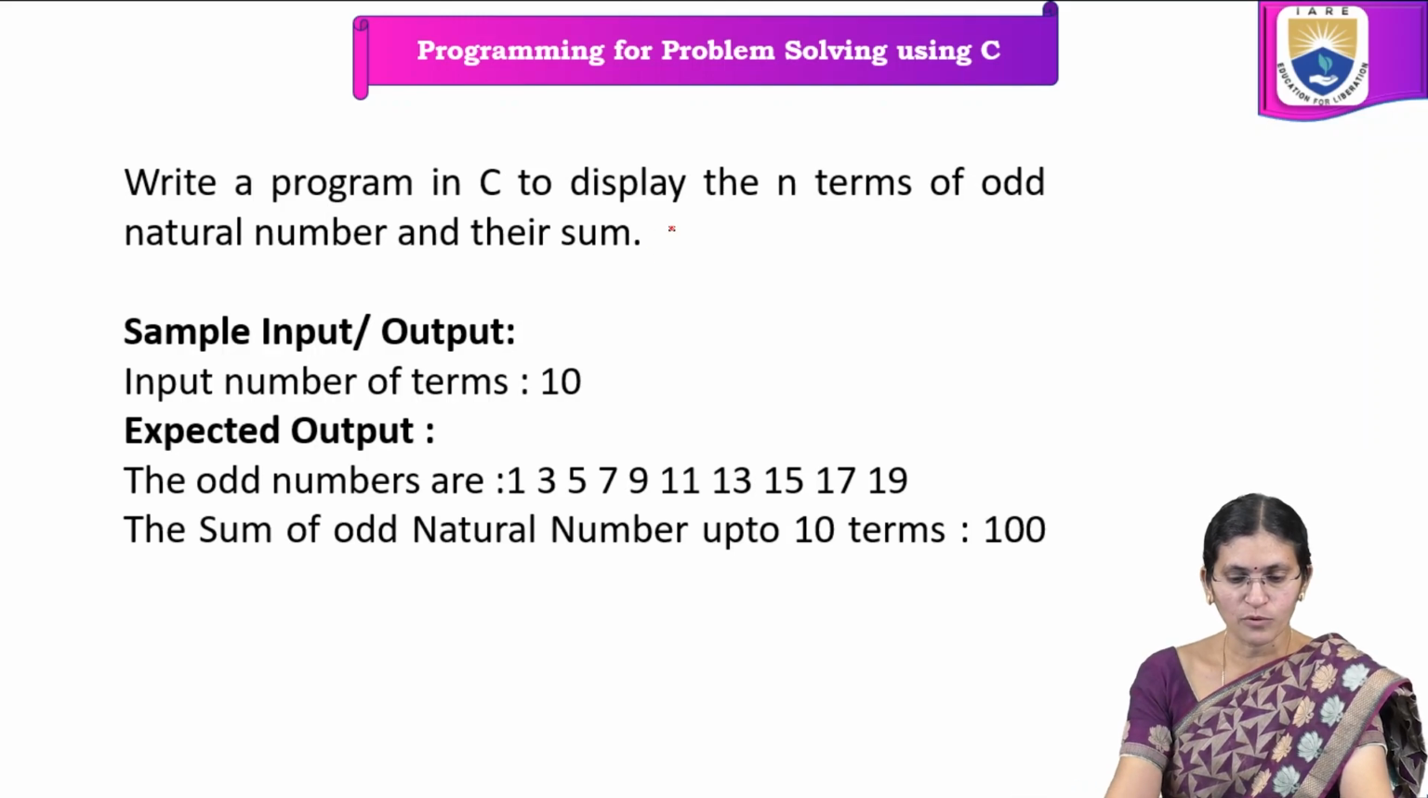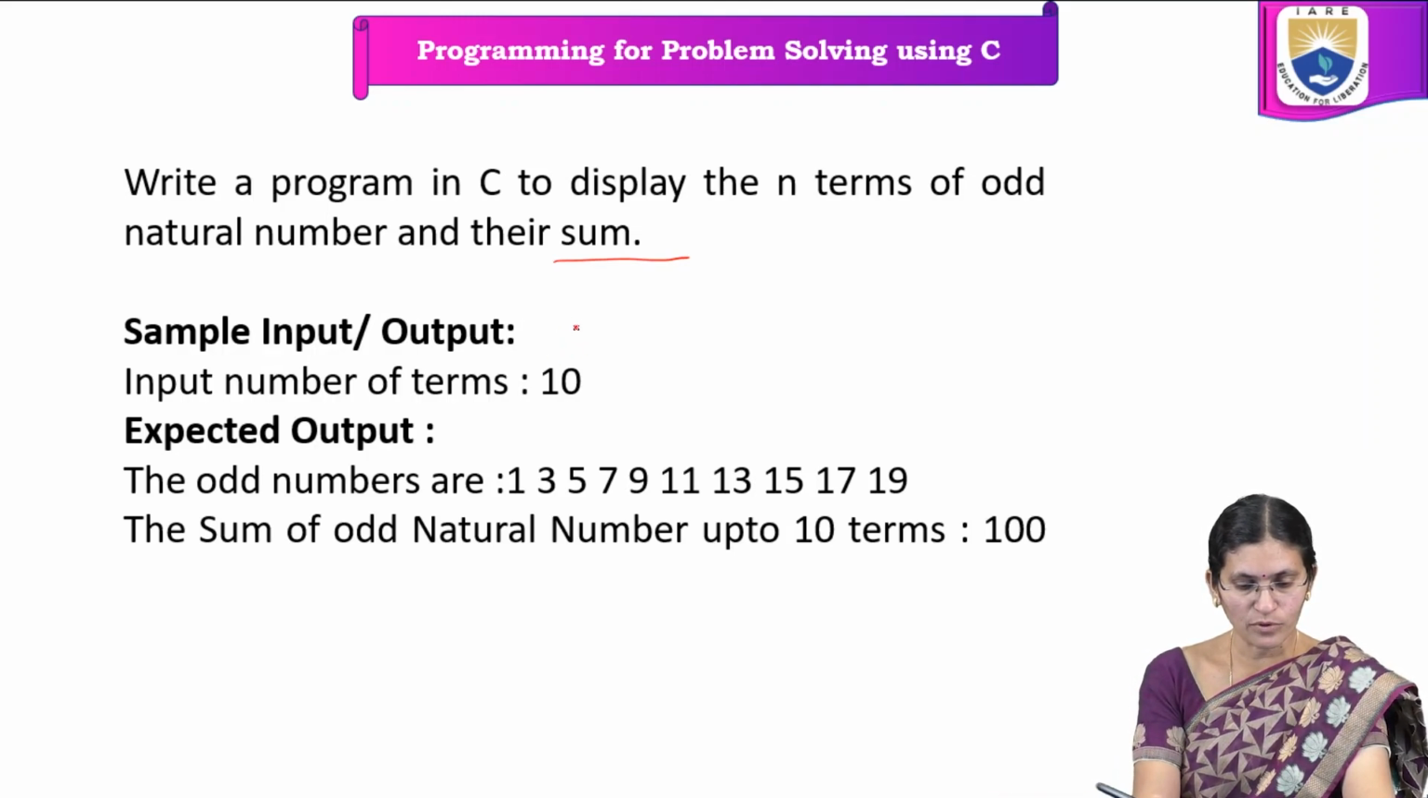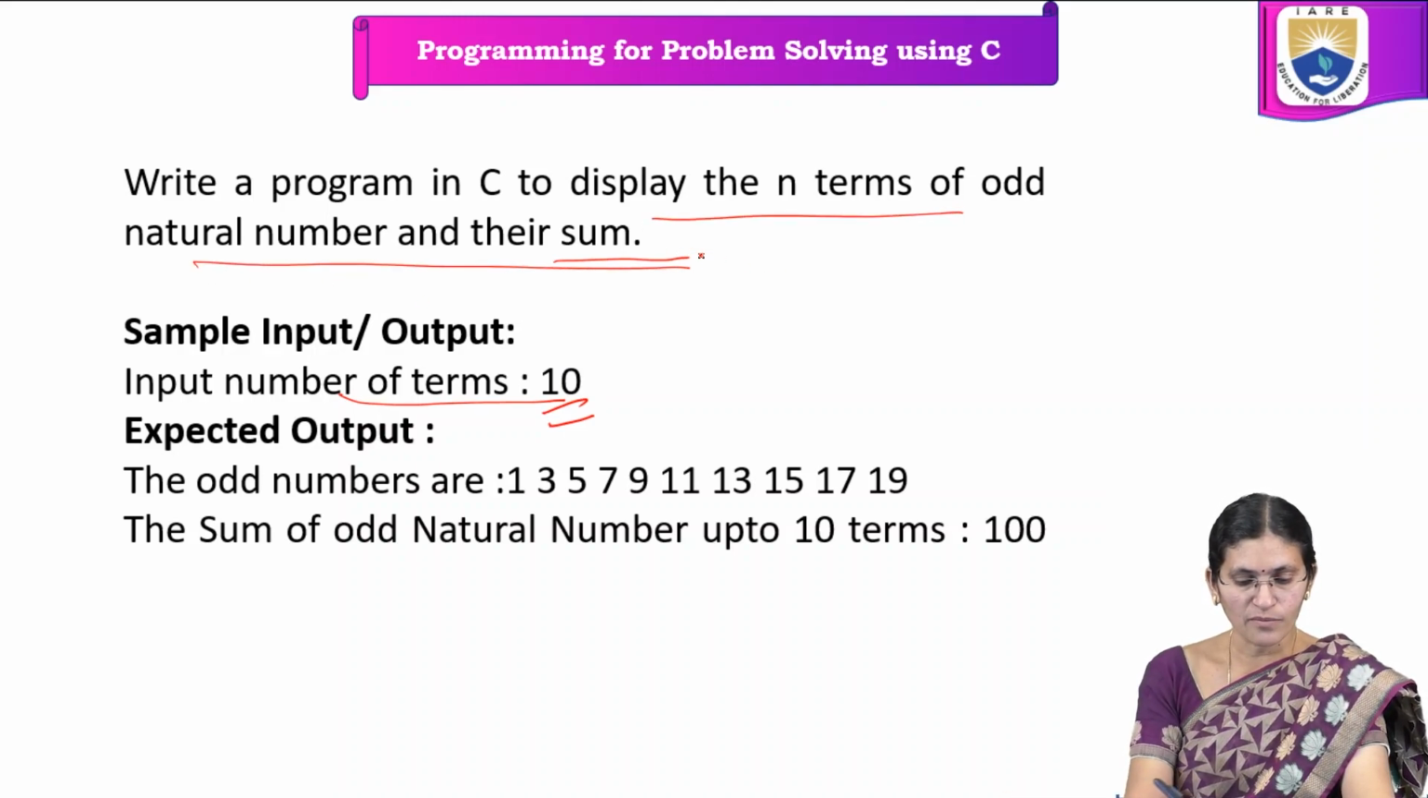Now next we'll write a program in C to display the n terms of odd natural numbers and their sum. Sample input and output is also given here. Suppose we enter the input number of terms as 10. The expected output is that there should be a count of 10 odd numbers starting from 1, so 1 to 19 are printed.